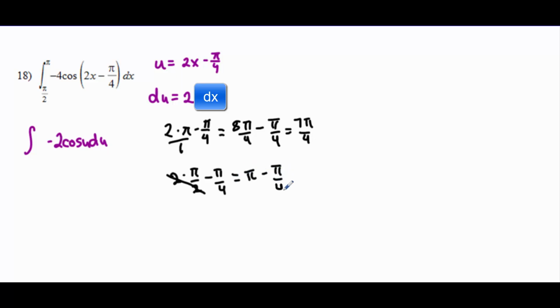Again, you can use the unit circle, look at pi, and then go backwards pi over 4, or you can get common denominators, or you can just think 1 minus 1/4 and get 3/4. So this is 3 pi over 4. That's our two numbers that are going to go up here.